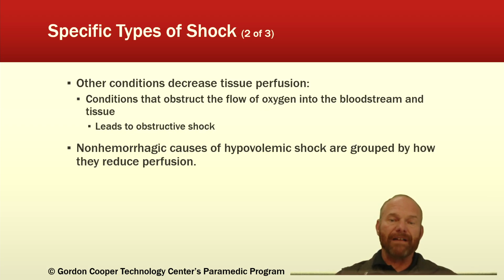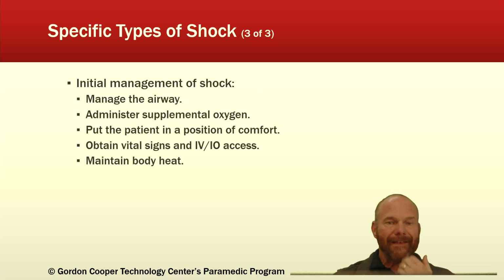Non-hemorrhagic causes of hypovolemic shock can be grouped based on how they reduce tissue perfusion. When we talk about weakening the pump, these are conditions that reduce the heart's ability to pump effectively. Then increasing the size of the container causes systemic vasodilation, reducing effective blood volume. And then directly interfering with the circulation, that's the obstruction: conditions that obstruct blood flow or disrupt normal circulation as well.